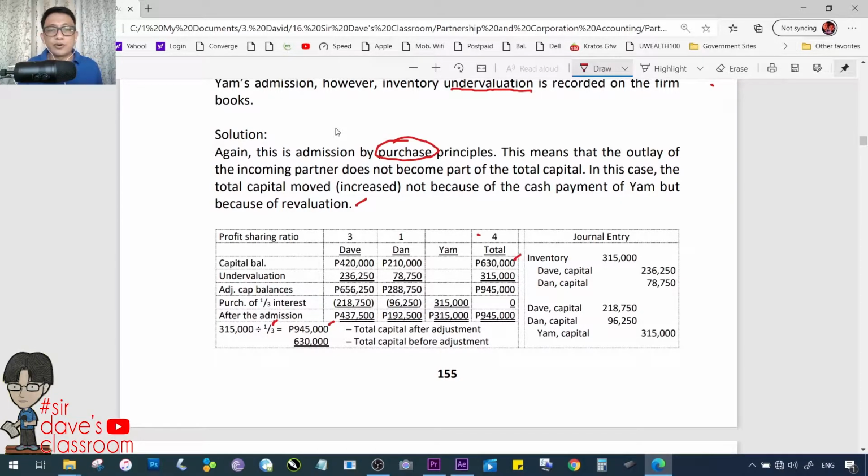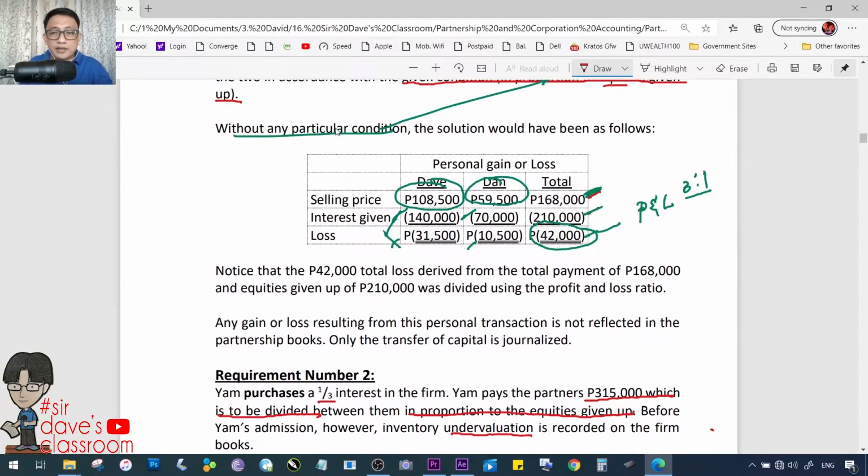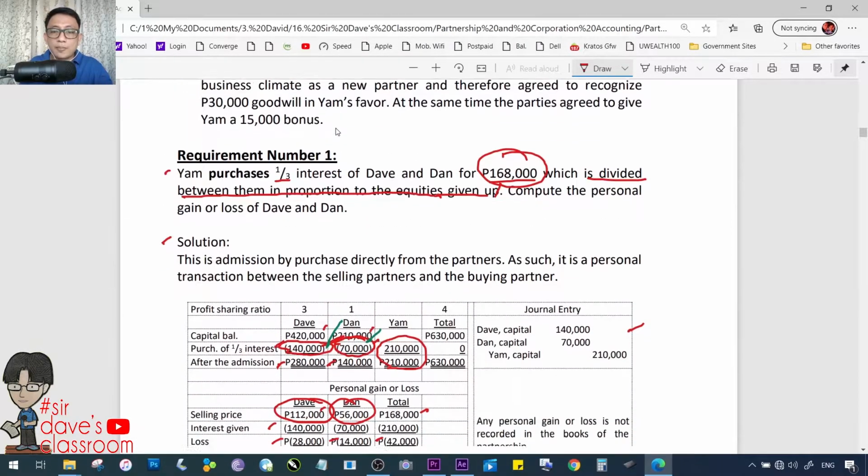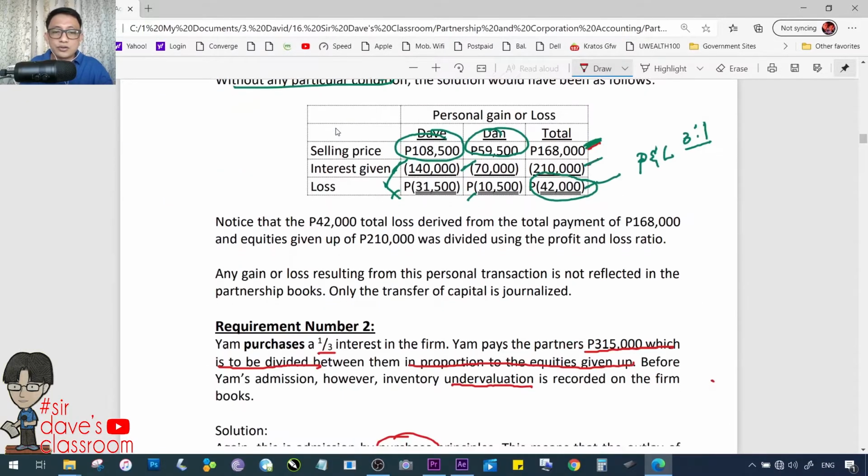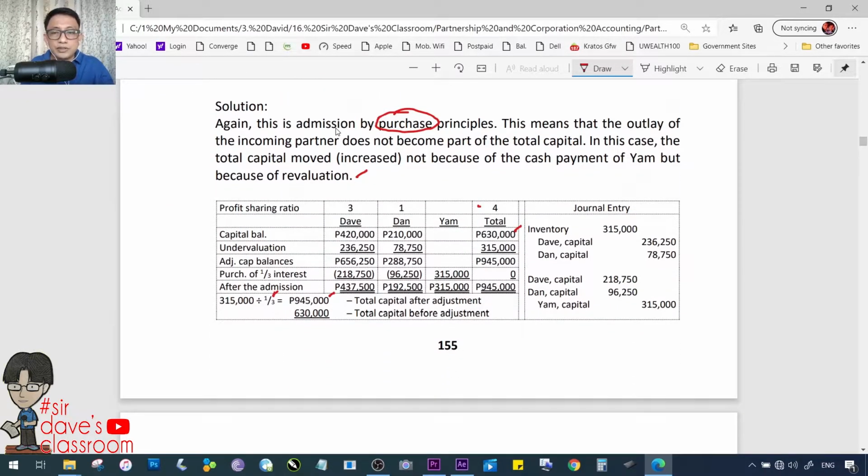630 lang yan before any adjustment. Tama ba? 630 tulad kanina. Yes, 630 also. Correct naman yung ating na-input na data. So, 315,000 should be the undervaluation. Ibig sabihin, yan yung difference between the adjusted and the unadjusted total. 315 would be divided by the two partners according to their profit and loss ratio, which is 3:1.